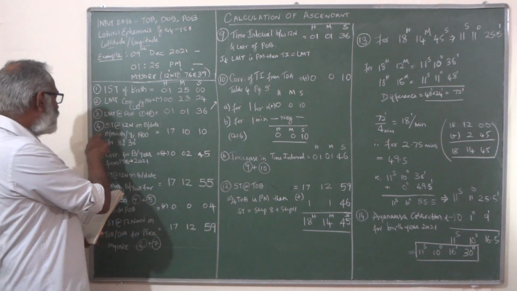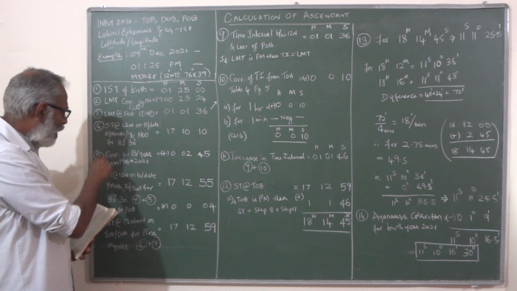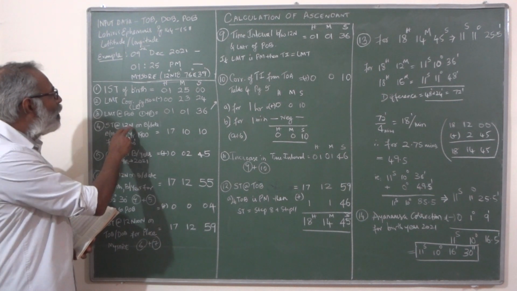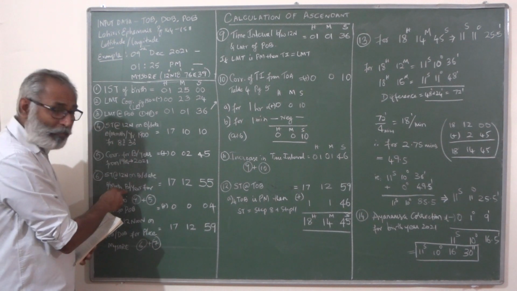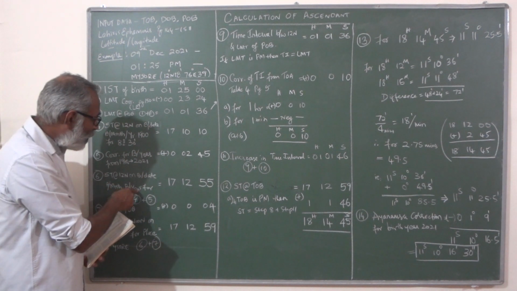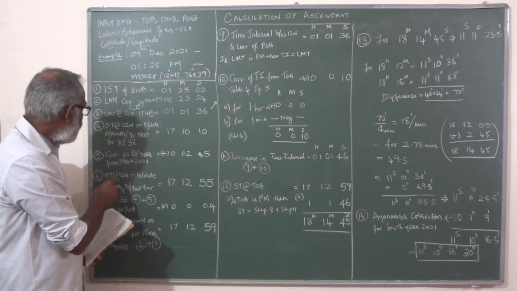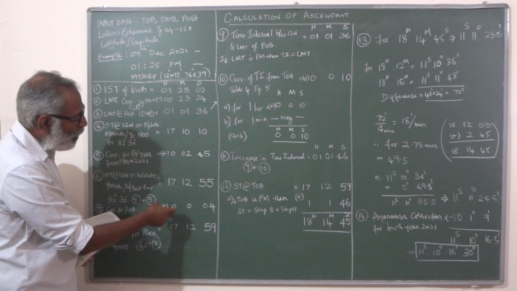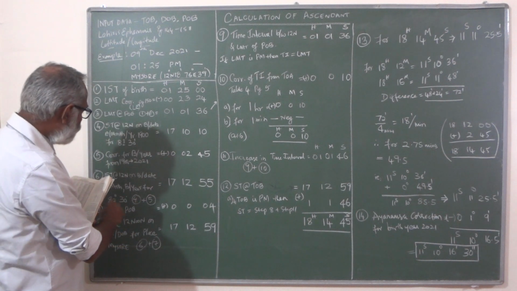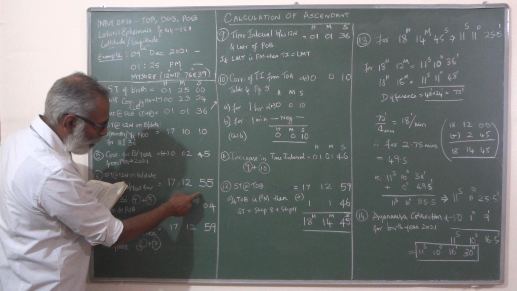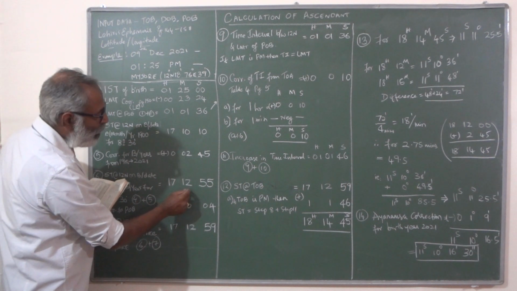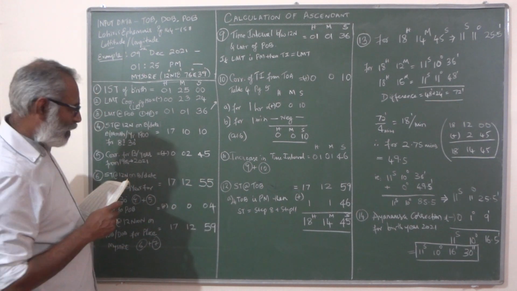So let us add step number 4 and 5. We will get sidereal time at 12 noon on the birth date and the birth month, and for the birth year. Now we have come and corrected it for 2021. So 4 plus 5, we get it as 17 hours, 12 minutes and 55 seconds.